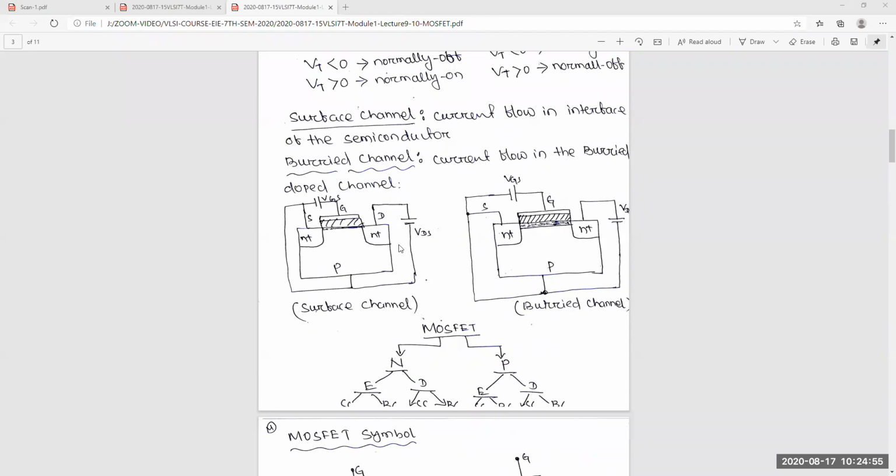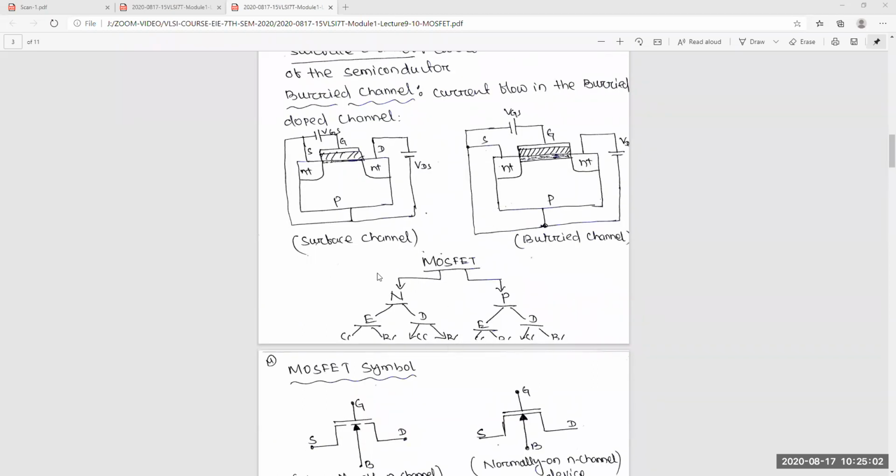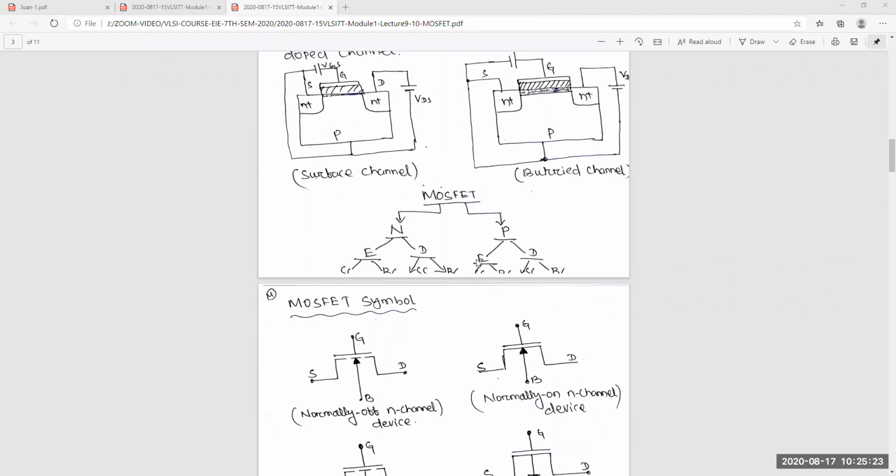So overall, by discussing this, you conclude that MOSFETs are of two types: N channel and P channel. Again, N channel is enhancement or depletion, and P channel is also enhancement or depletion. Then each is surface channel or buried channel, SC, BC, like that. This is how MOSFETs are classified in different ways.